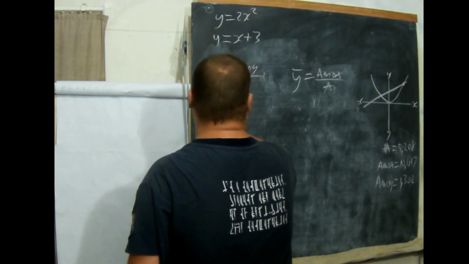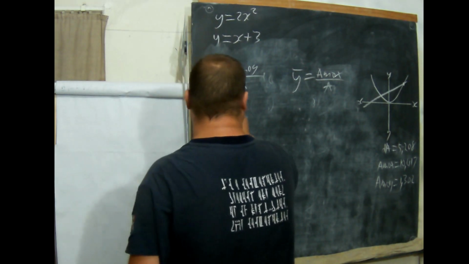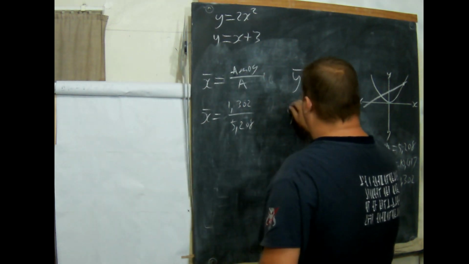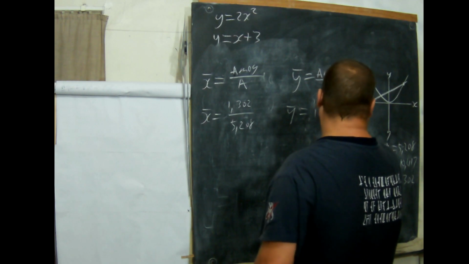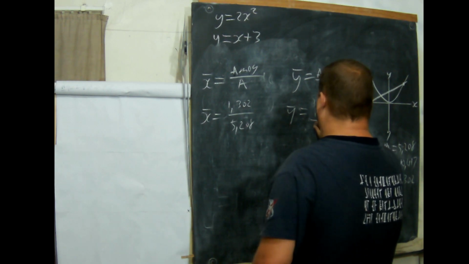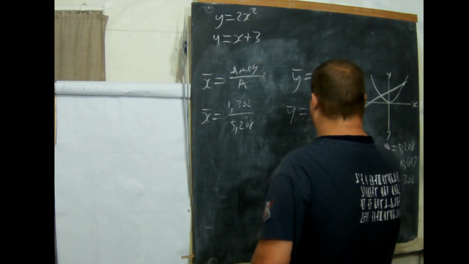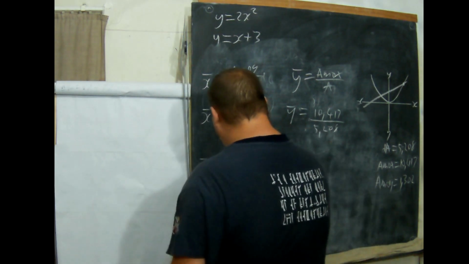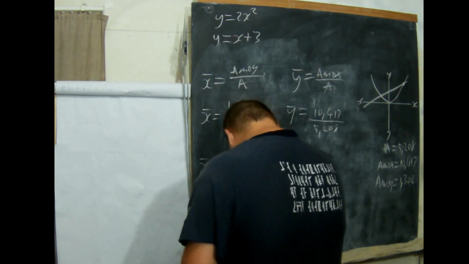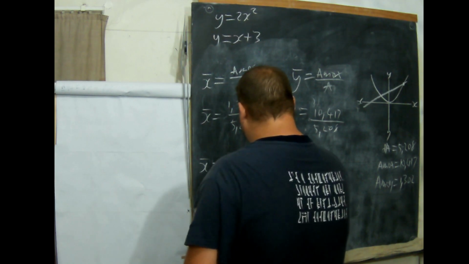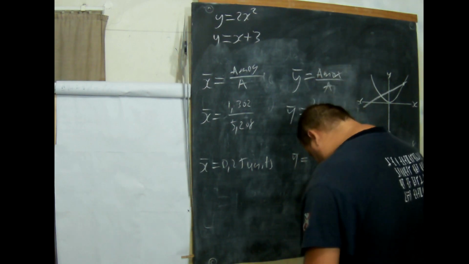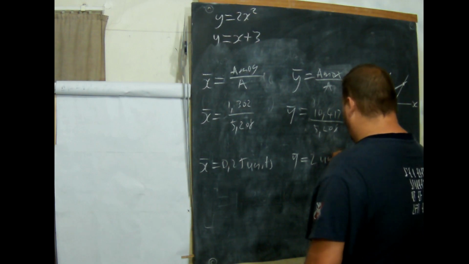Right, so AMOY is X bar equals 1,302 over 5,208. Y bar is equal to 10,417 over 5,208. X bar equals 0.25 units, and Y bar is equal to 2 units.